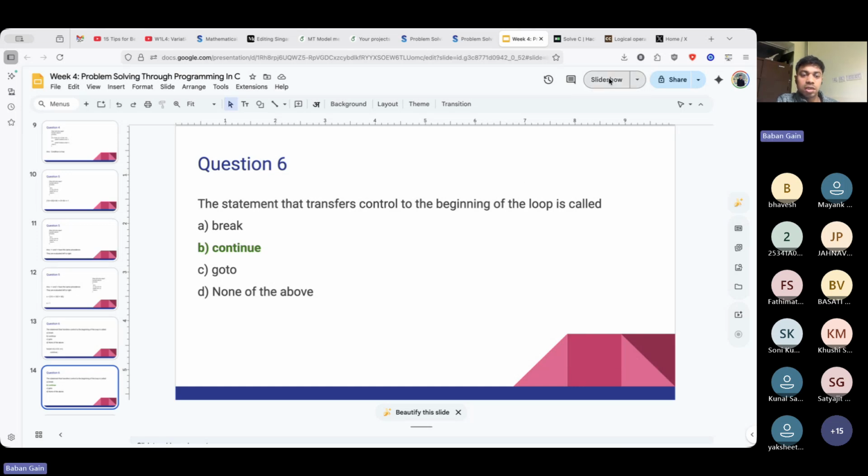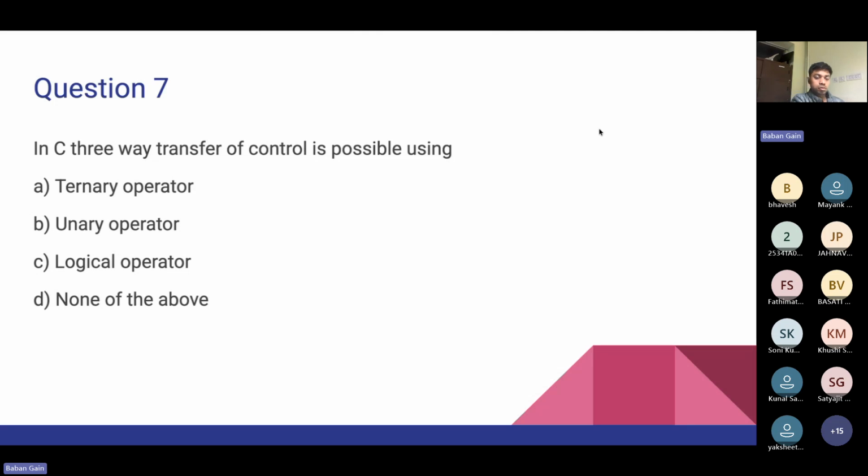Okay, so let me go to the next question then. What is the way to do three-way control in C? Ternary operator, unary operator, logical operator, or none of them?